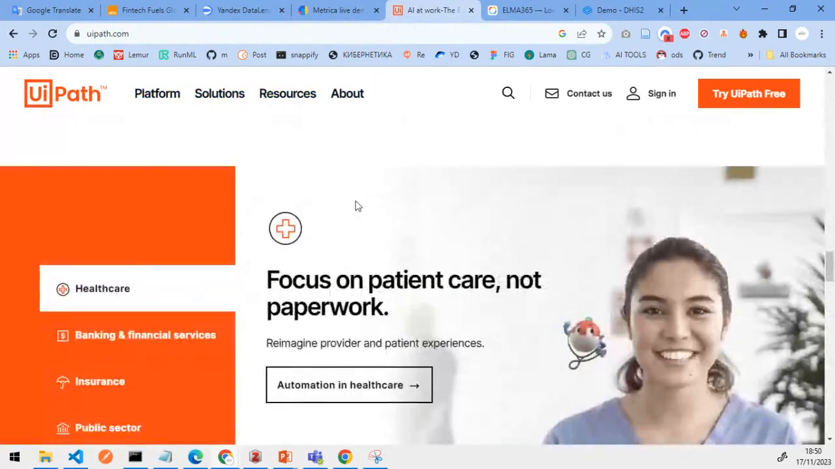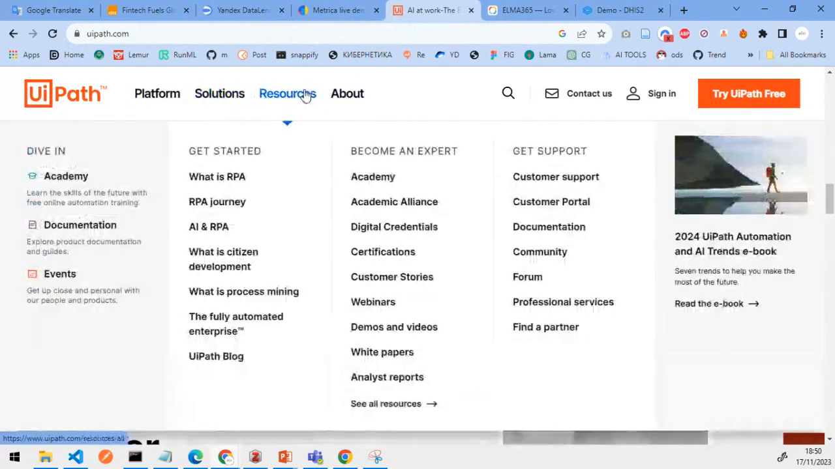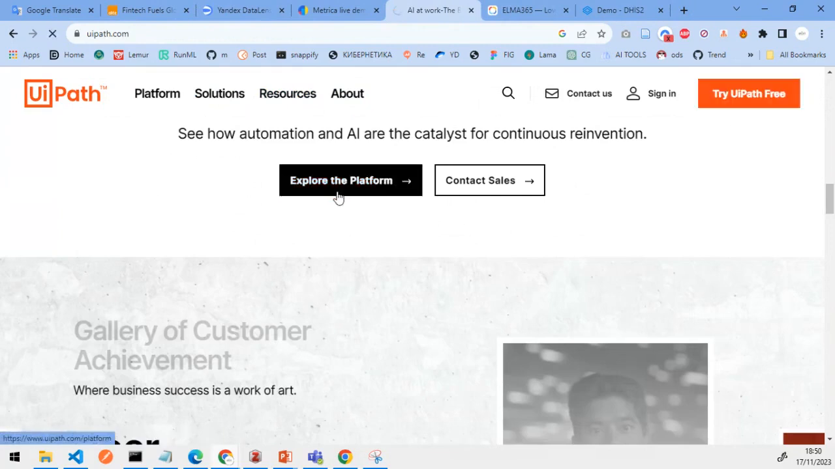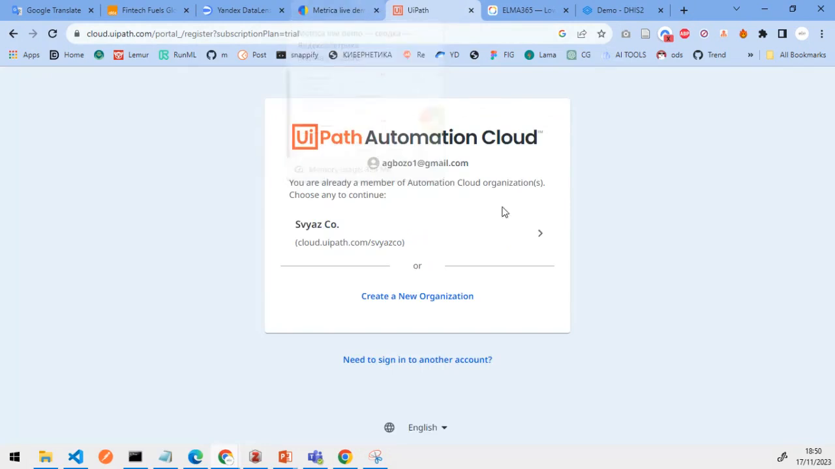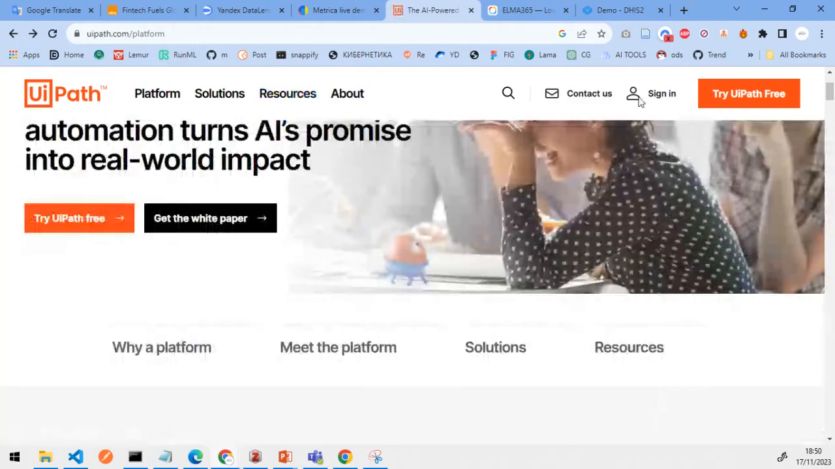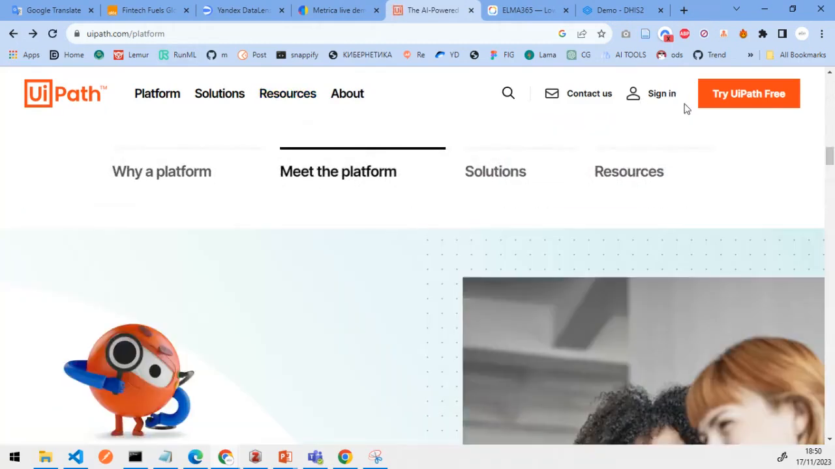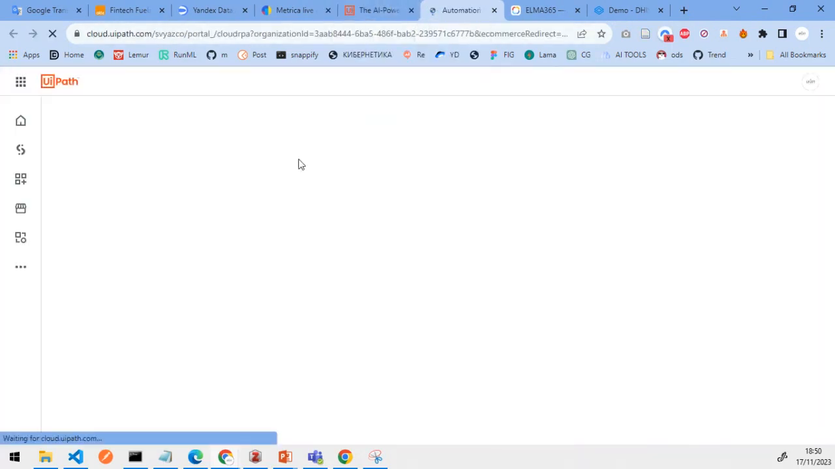I want to see the pricing. Okay, explore the platform. Sorry, and so try for free. Okay. There is a trial version, there is a free version, and all of that. So you can take a look at it. You have to log in. This is not what I want. You can have an account, sign in. Let me just sign in and see.